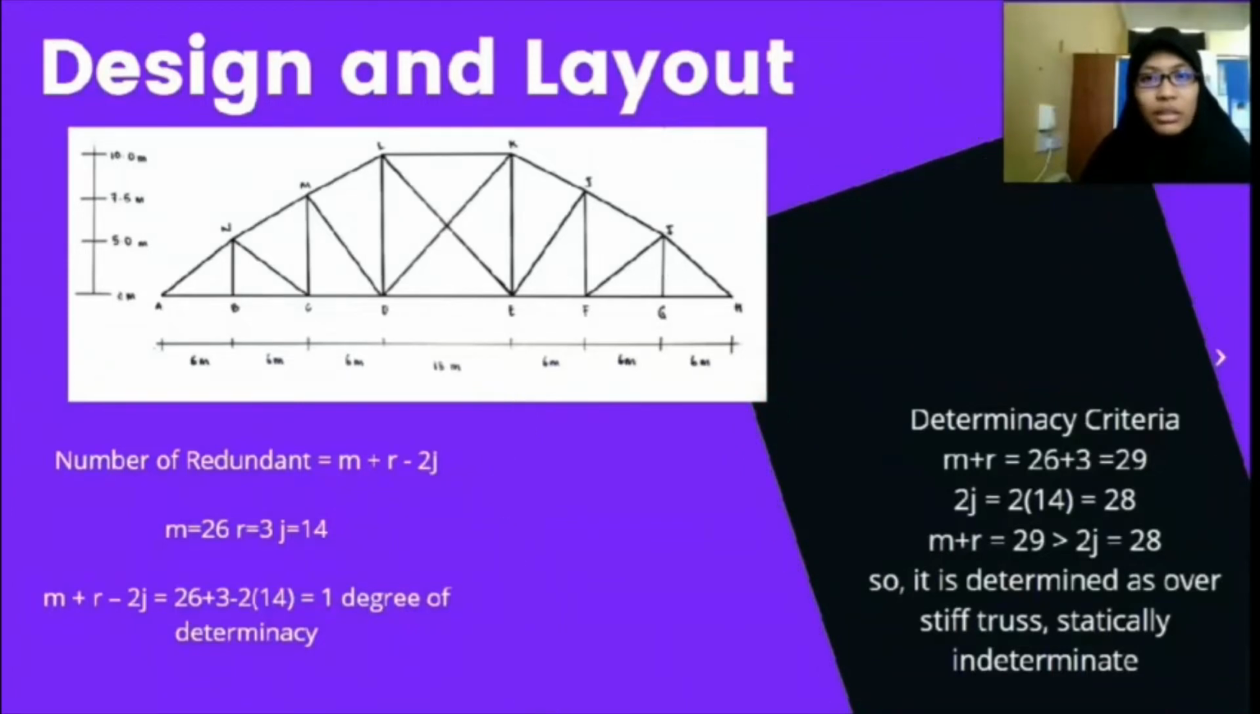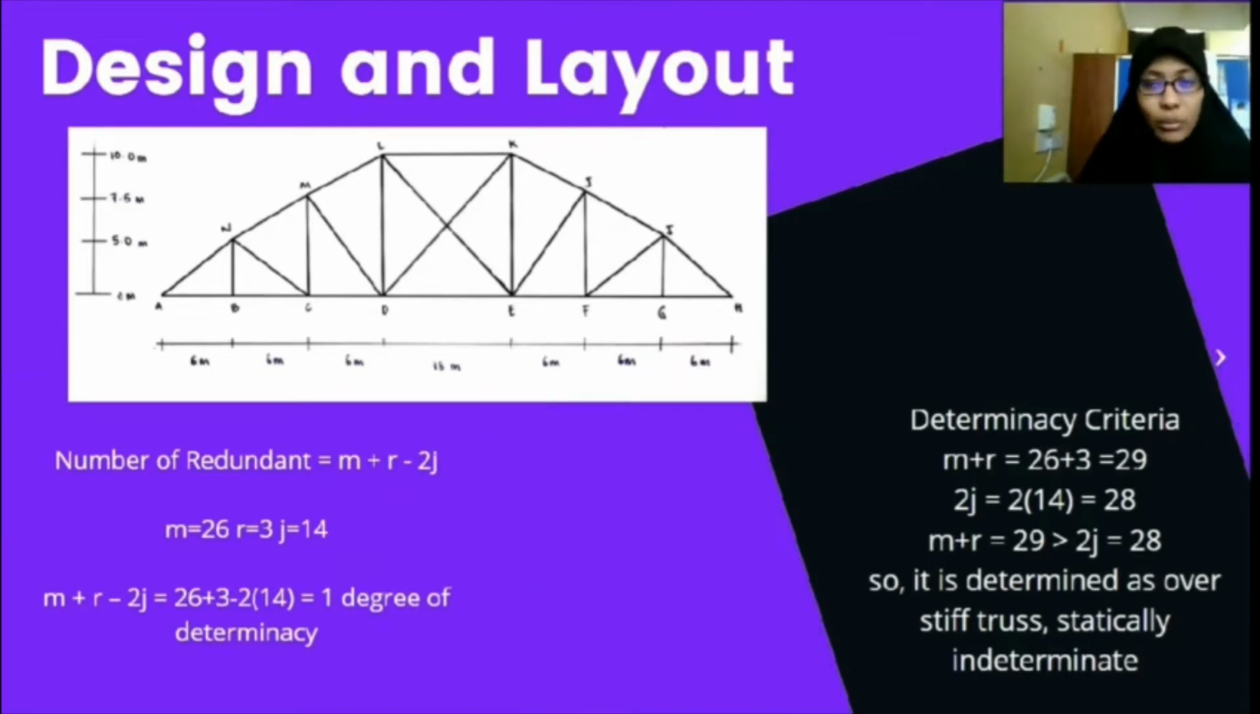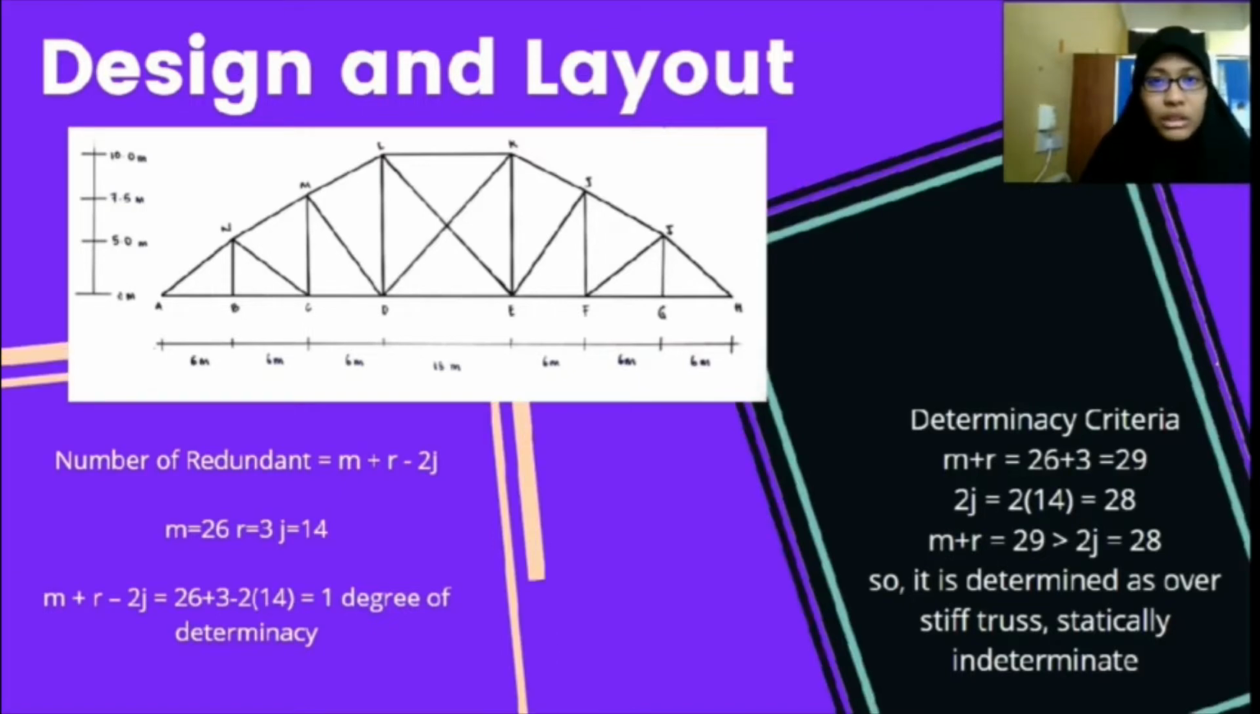Hi, my name is Atika binti Fitri, matrix number AF2039, and I will present the design and layout together with the literature review parts. For our design, you can see from our slide, the design of our bridge has a total length of 54 meters and a total height of 10 meters. This design has been modified to fit our calculation.